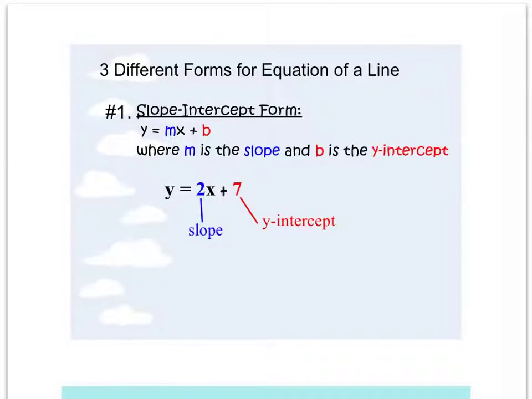One of the most common ways to represent a line on a graph is in slope-intercept form, where y equals mx plus b. m is your slope, the steepness of the line, and b is the y-intercept, where the line crosses the y-axis. So in the example, y equals 2x plus 7, the 2 is the slope, the line is changing up 2 and over 1, and the y-intercept is 7. It crosses the y-axis at 7.